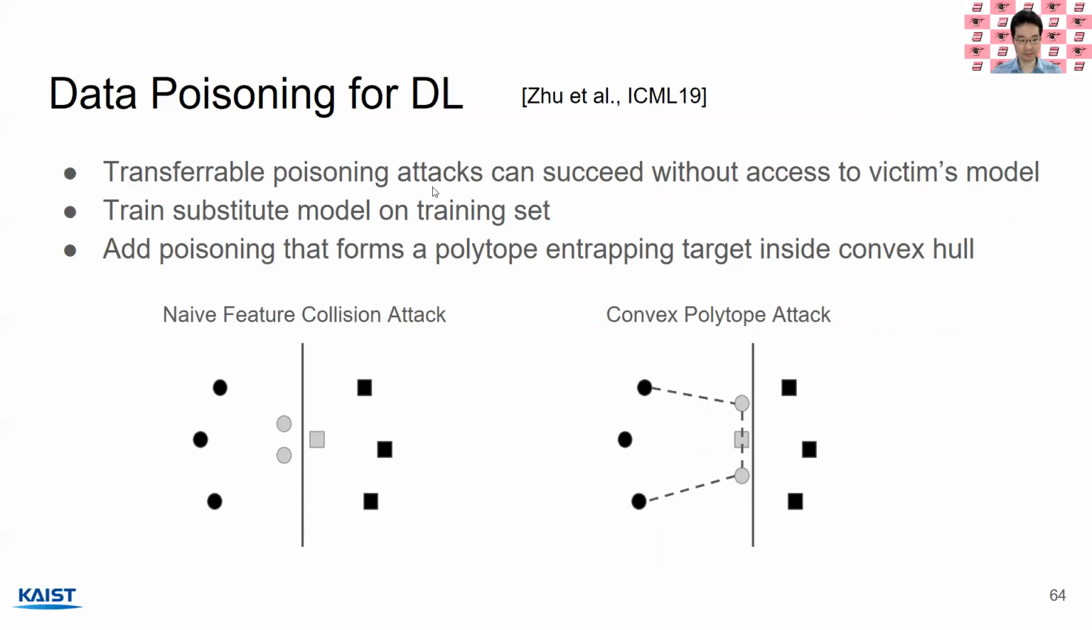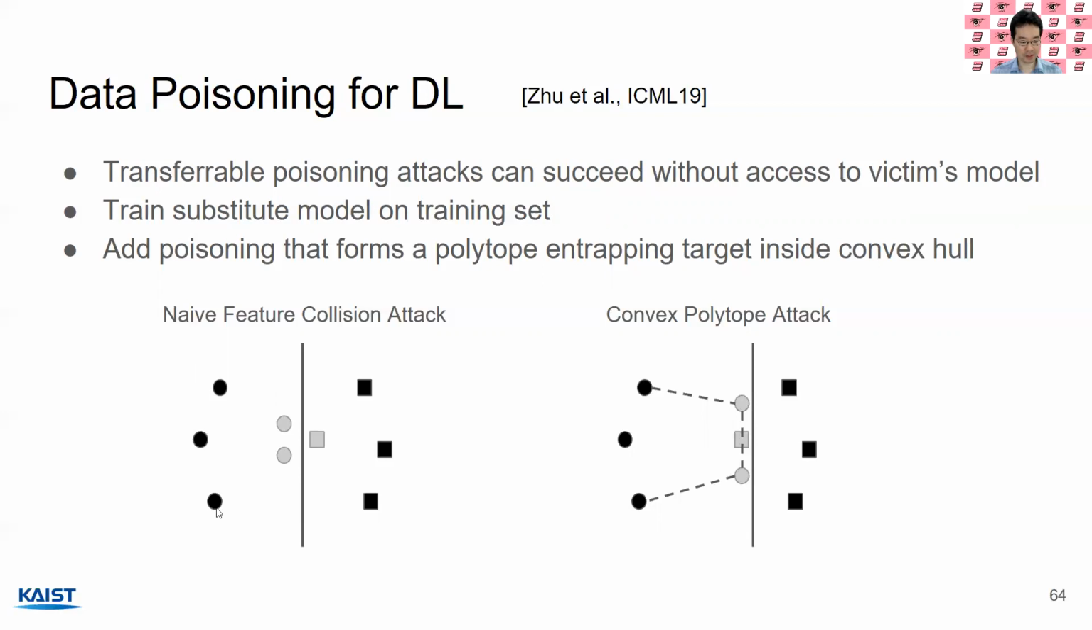accessing the victim's model. So the idea is to train a substitute model, which is a model that we think is similar to the victim's model, but not necessarily the same, on the same training set. And so the assumption is that any attack that works on this model is also going to work on the victim's model. Now, a naive approach is to just add data poisoning as much as possible. And here's one of the baselines that this work considers.